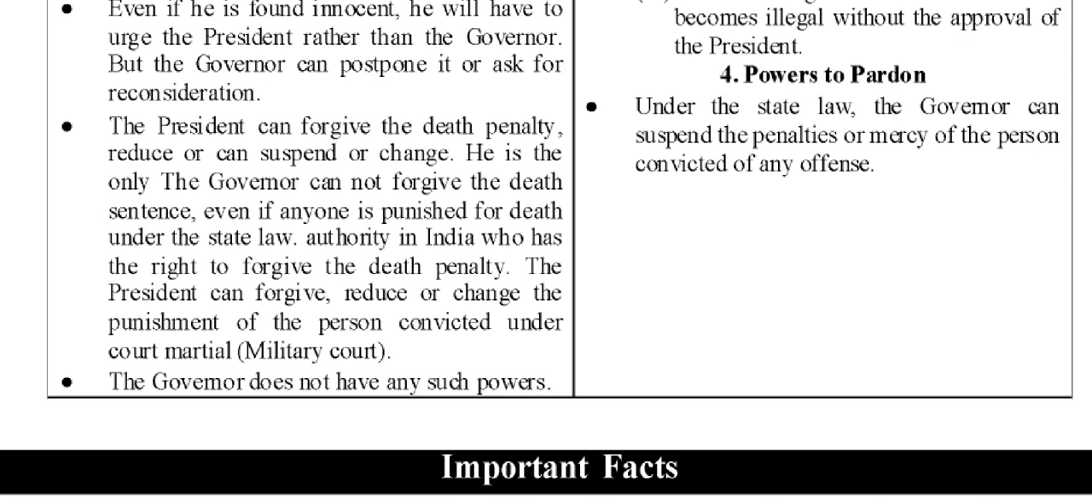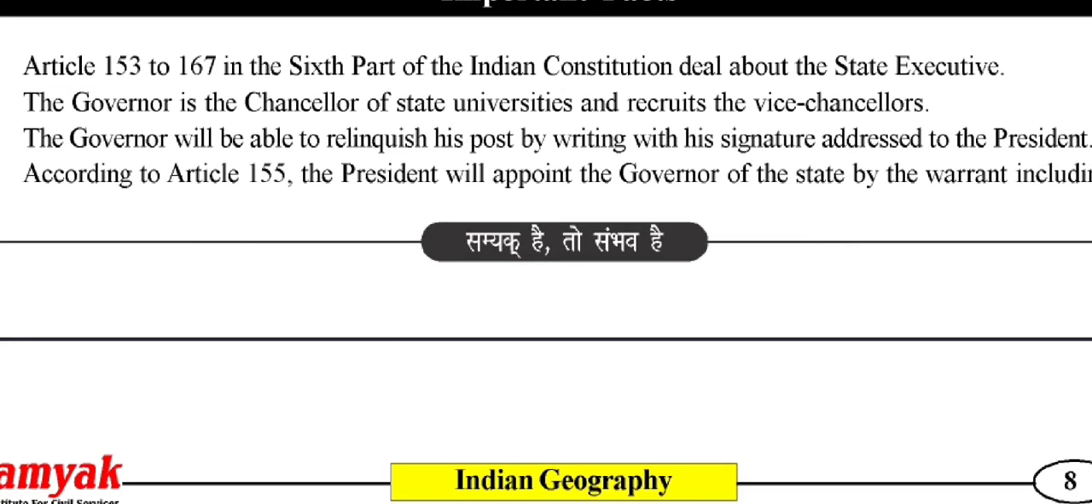Even if anyone is punished with death under state law, the authority in India who has the right to forgive the death penalty is the president. The president can forgive, reduce or change the punishment of a person convicted under a court-martial, military code. The governor does not have any such powers.